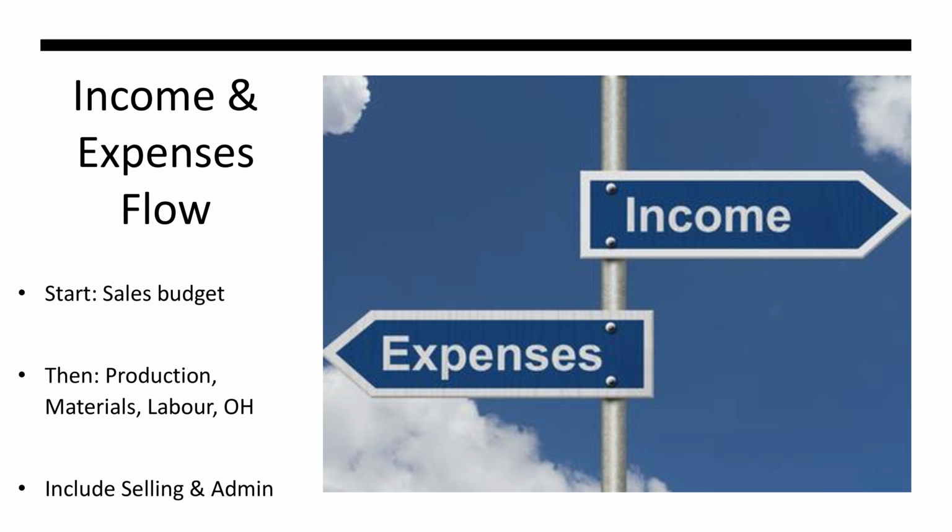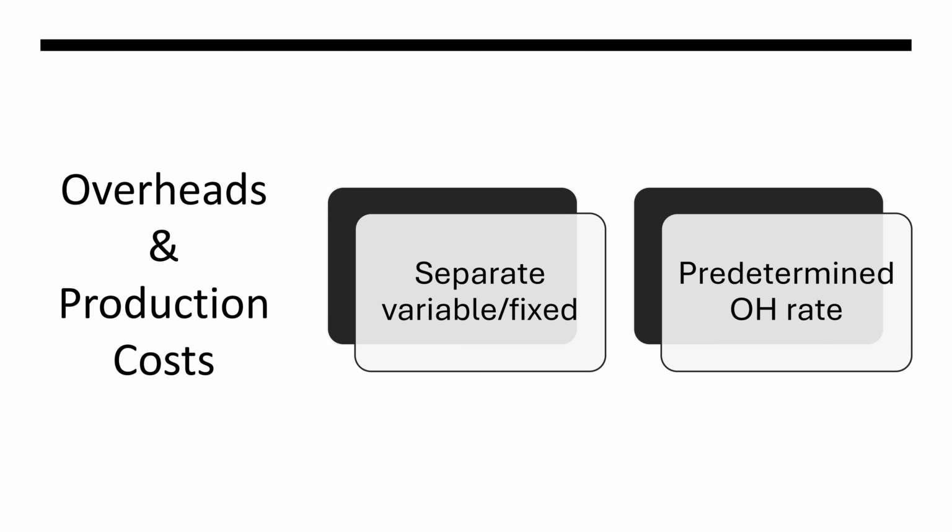Now let's move on to overheads and production costs. In the manufacturing overhead budget, I separate variable elements from fixed elements. I select a sensible allocation base, direct labor hours or machine hours, and compute a predetermined overhead rate for the period. This rate helps me cost jobs consistently, monitor absorption, and avoid month-end surprises.